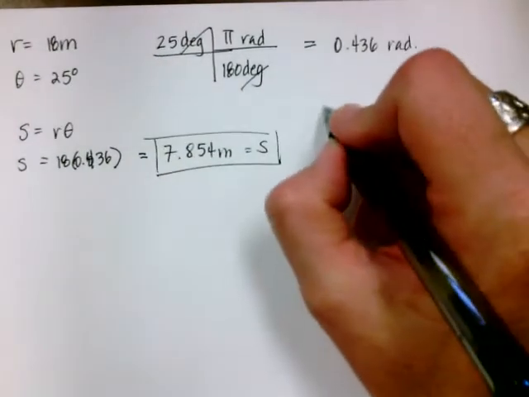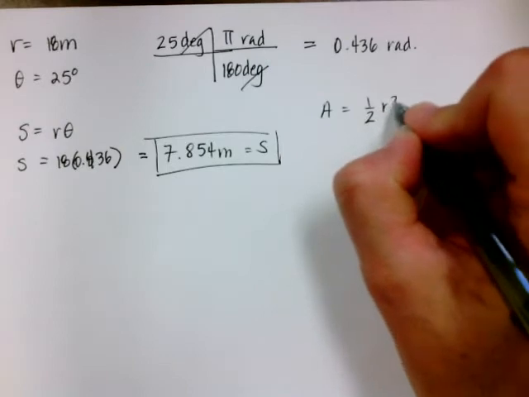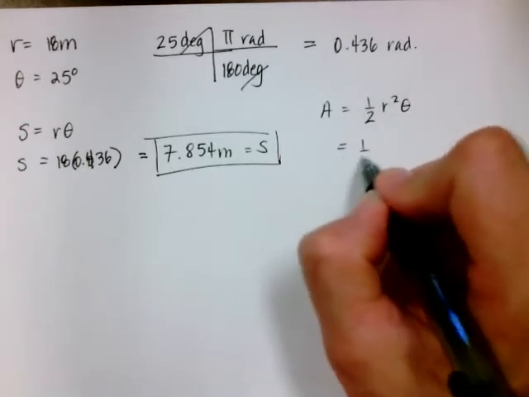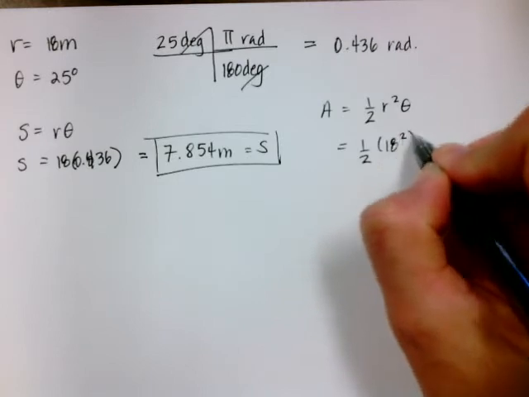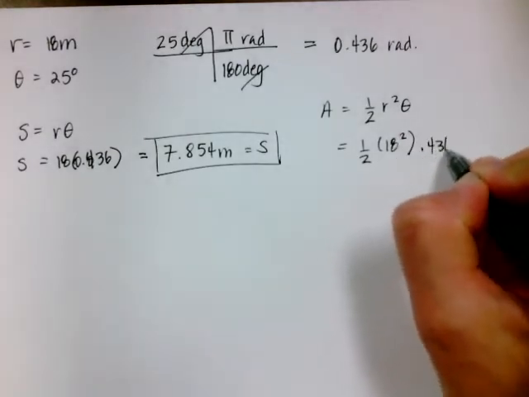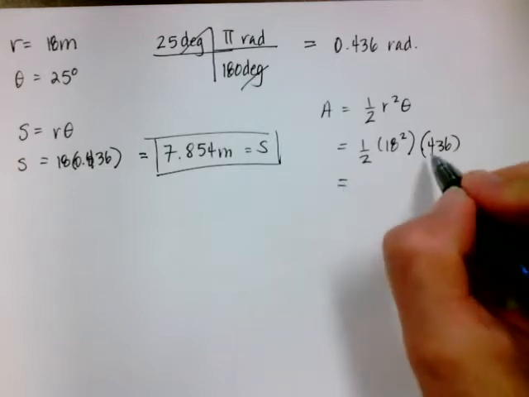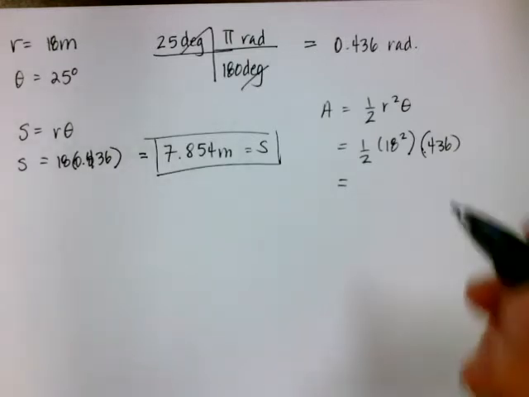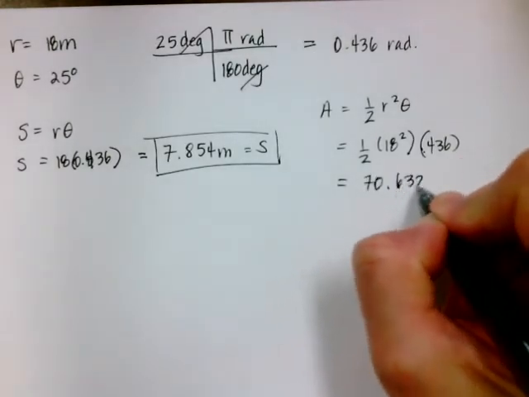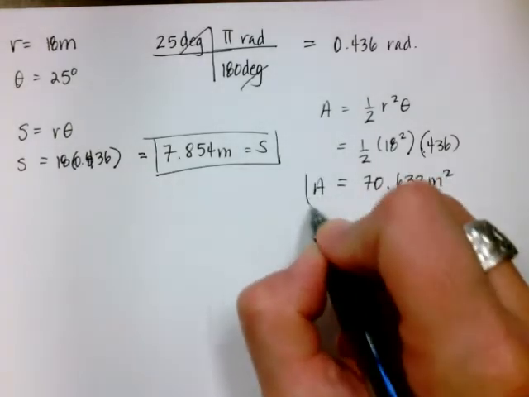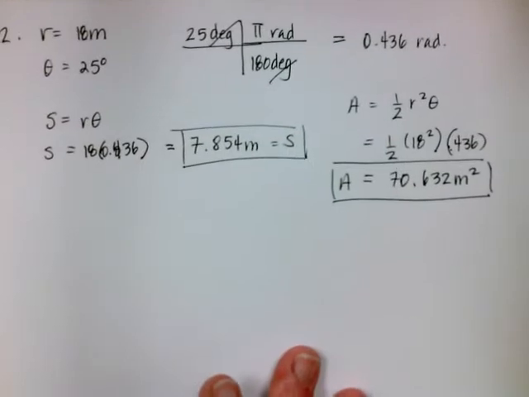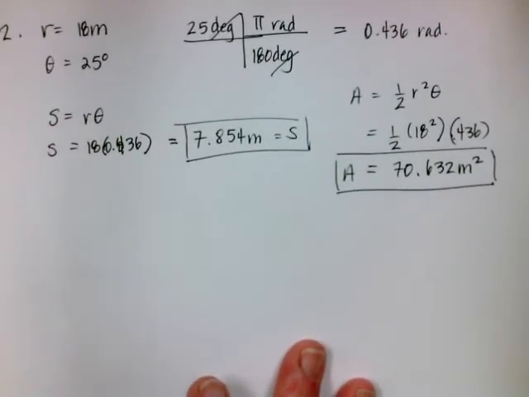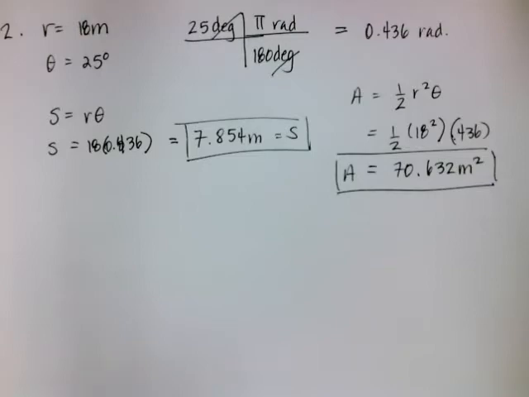Okay, and then if I calculate the area, its handy dandy formula is 1/2 r squared theta. So I'm going to have 1/2 times 18 squared, and then my theta was 0.436 radians. When I do all of that math on my handy dandy grapher, I get 70.632 meters squared, and that's the area. Notice that I'm including units and I'm identifying my answers. All right, so that was fairly simple.